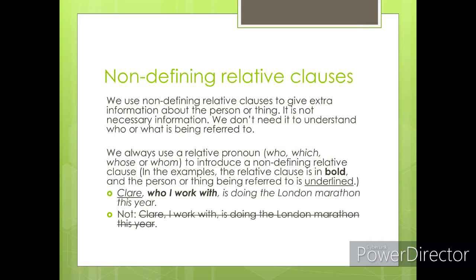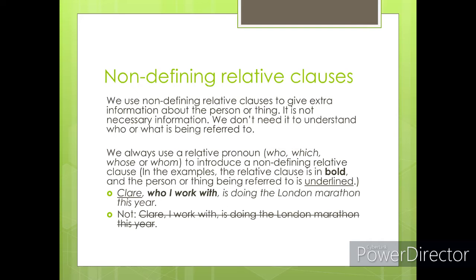The next is the non-defining relative clause. We use non-defining relative clauses to give extra information about the person or thing. It is not necessary information. We don't need it to understand who or what is being referred to. We always use the relative pronoun who, which, whose, or whom to introduce a non-defining relative clause.